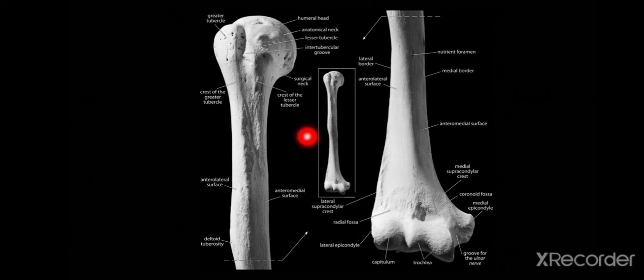Coming to the anterior border, it is an extension of the lateral lip of bicipital groove and extends up to the radial fossa. In the upper half, it is distinct, it is well defined up to the anterior margin of deltoid tuberosity, whereas in the lower half, it is indistinct.